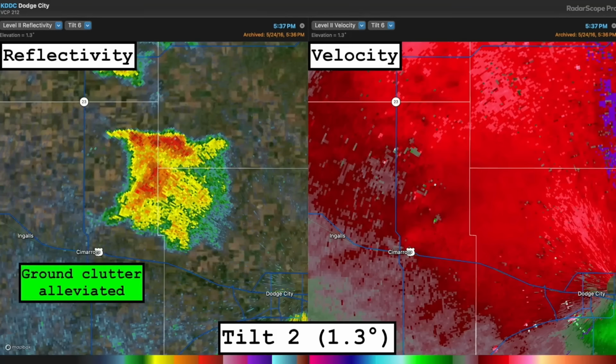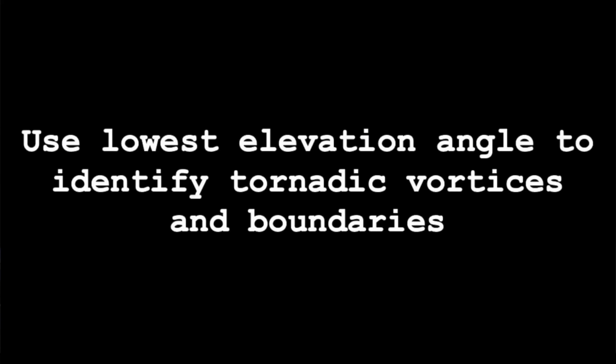To combat this, you can utilize the tilt or tilts just above the lowest one. This will omit ground clutter returns but still give you a look into the low levels of the storm. Still, the lowest tilt should be used to identify features like tornadic vortices and boundaries.